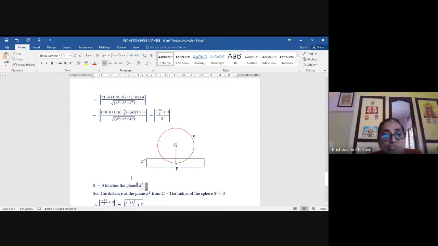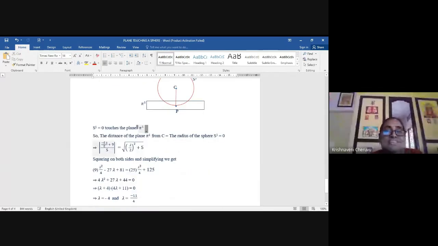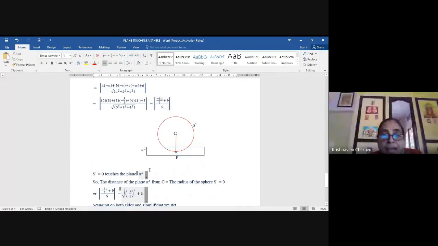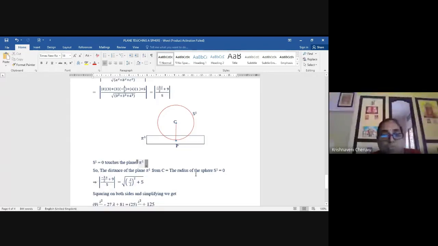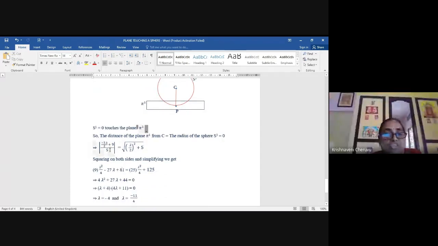Because the plane touches the sphere, you can equate the distance of the plane from the center to the radius of the sphere. This is the distance of the plane from the center of the sphere you got just now, and the radius of the sphere you got this much. You equate both, girls. When you equate both, what will you get? You square on both sides to avoid modulus. You square on both sides and simplify.